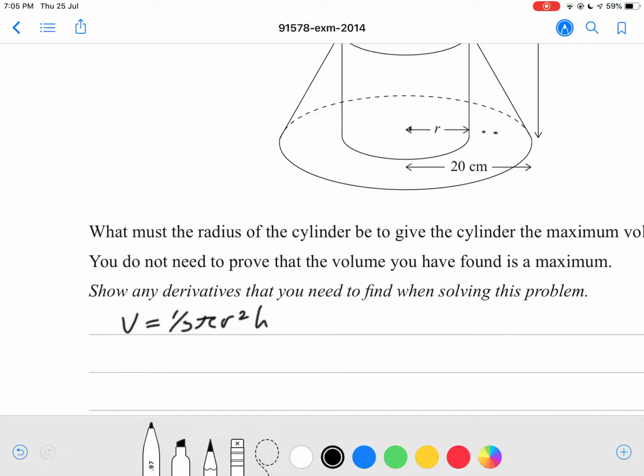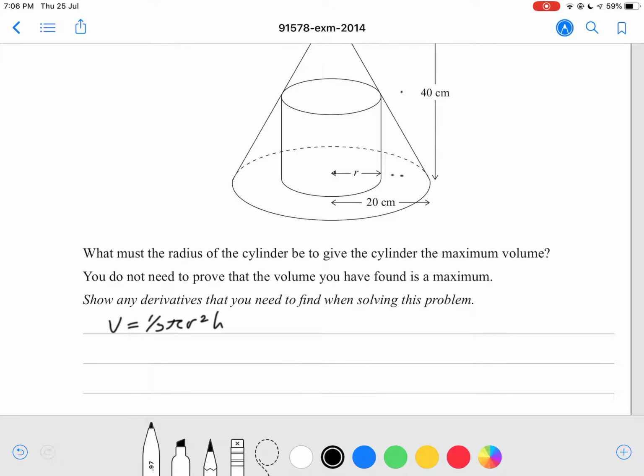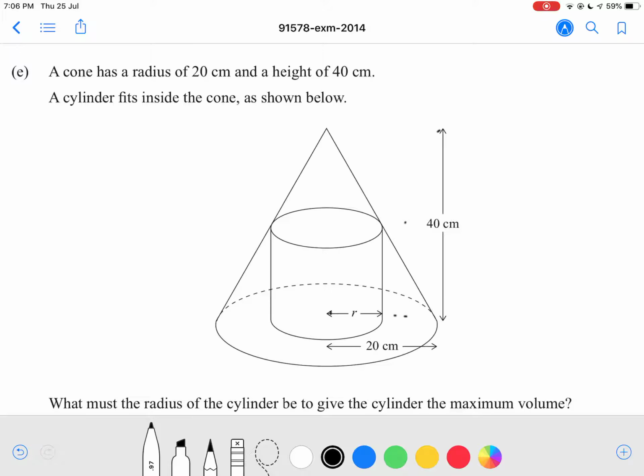You have to get rid of one variable. Now you need to ask yourself, which variable do I need to get rid of? Read the question. What must the radius of the cylinder be? So therefore, you're going to write everything in terms of r, getting rid of the h. The most important thing is to figure out what you're trying to find. Next thing is going about finding it.